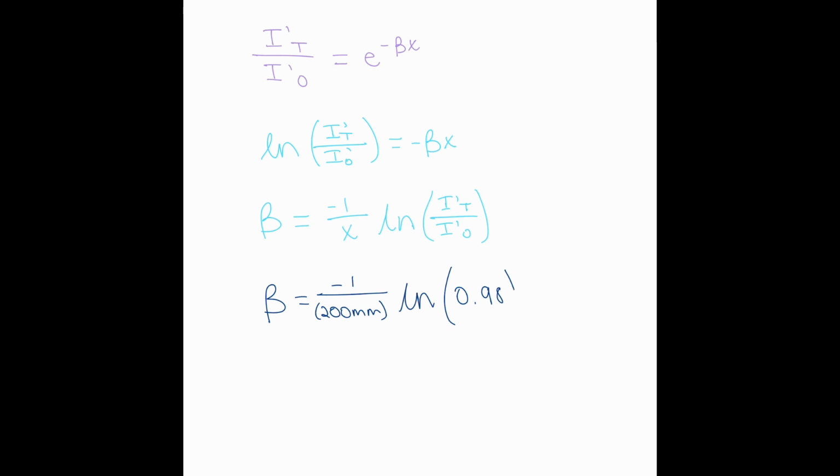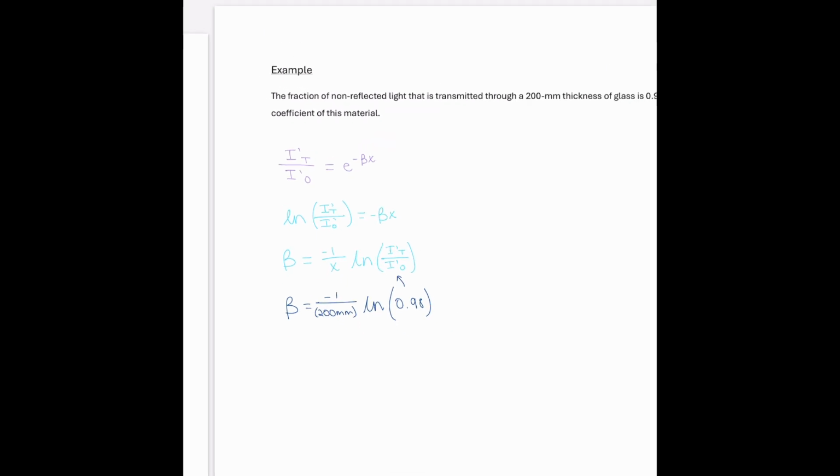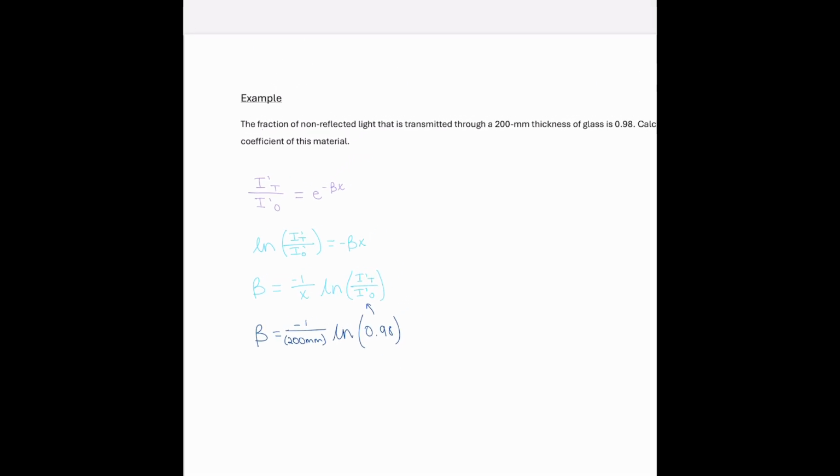Now, one important thing to note here is I'm putting in 0.98 as this fraction, and that is because we are told that the fraction is equal to 0.98. We're not told our transmitted and regular intensity, we're just given the fraction. You could be told these two separate values right here and here, but in this case, we're just given a fraction, so you can just plug that right in.